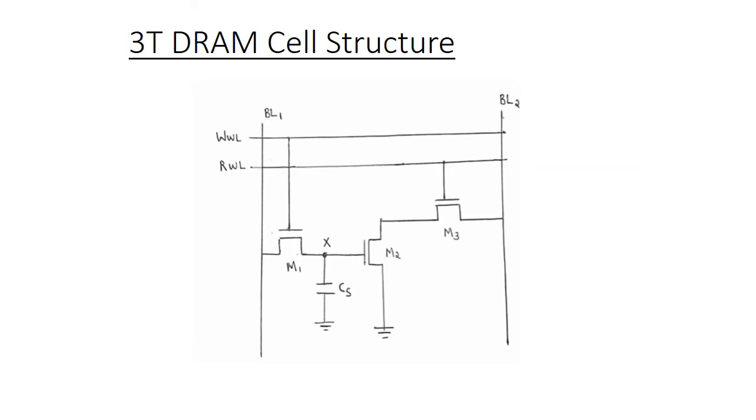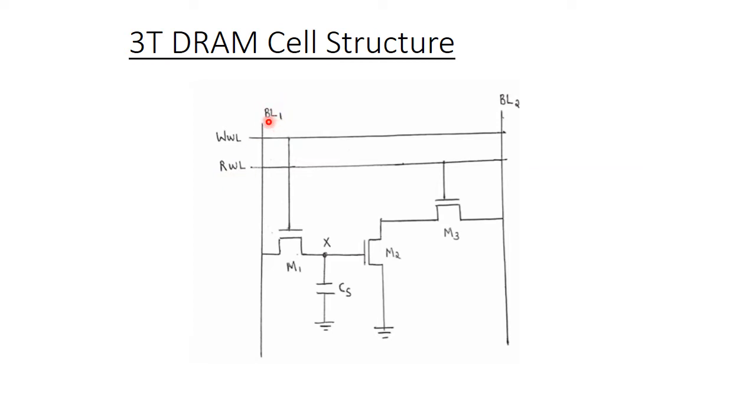In 6T SRAM configuration we have got 6 transistors, whereas in 3T DRAM configuration we have got only 3 transistors, that is M1, M2 and M3. Now the second difference we can compare is regarding the number of word lines. In 6T SRAM configuration we had only one word line, whereas in 3T DRAM configuration we have got two word lines represented as WWL and RWL. WWL is enabled during the write operation, and during the read operation we have to enable the RWL word line.